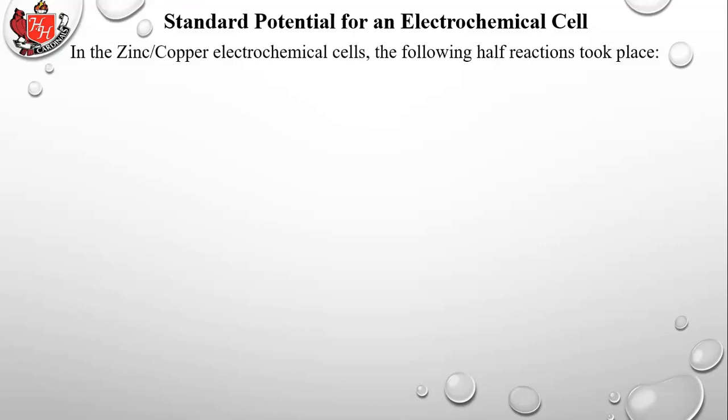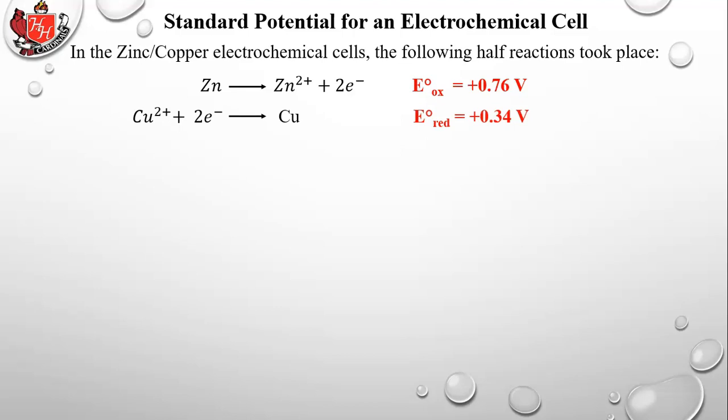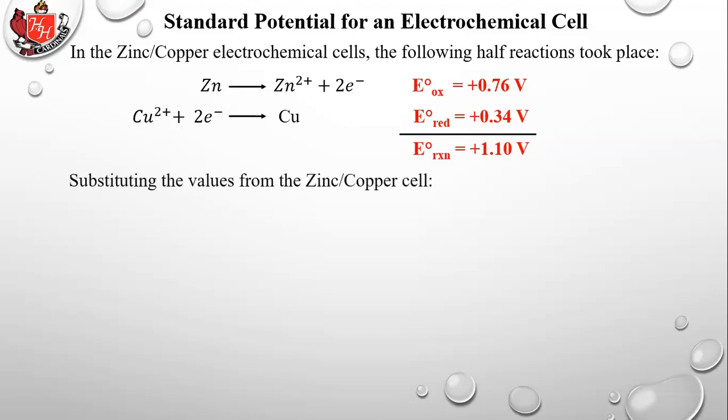So in a zinc copper electrochemical cell, the following half reactions took place. You had the zinc being oxidized, it was losing electrons, and that was natural. So that was a plus 0.76. You had the copper being reduced, gaining electrons, and that was natural, so that was a plus 0.34. So the overall potential of the reaction, those two added together, is 1.10.